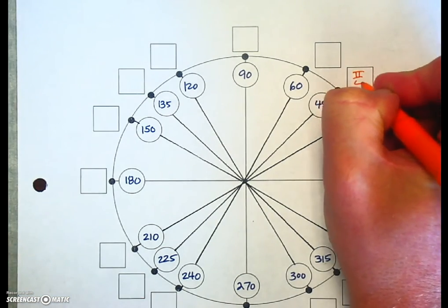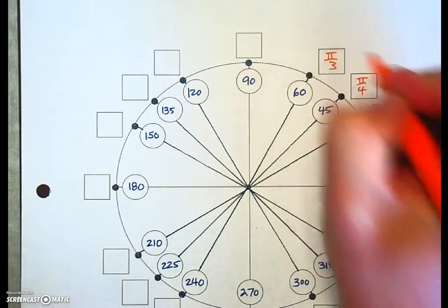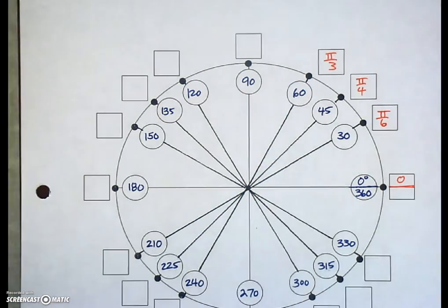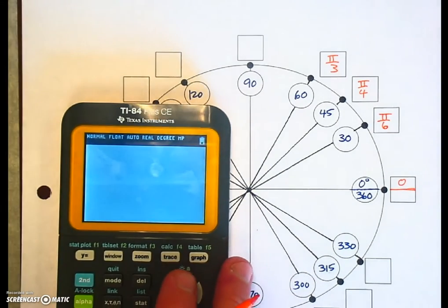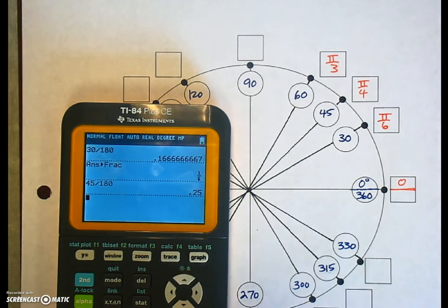45 is going to be pi over 4 if we converted that. 60 is pi over 3. 60 divided by 180. And just to show you what I'm doing here, really just 30 divided by 180. Okay, and then math, fraction, that's 1/6, so I made that pi over 6. Or 45 divided by 180.